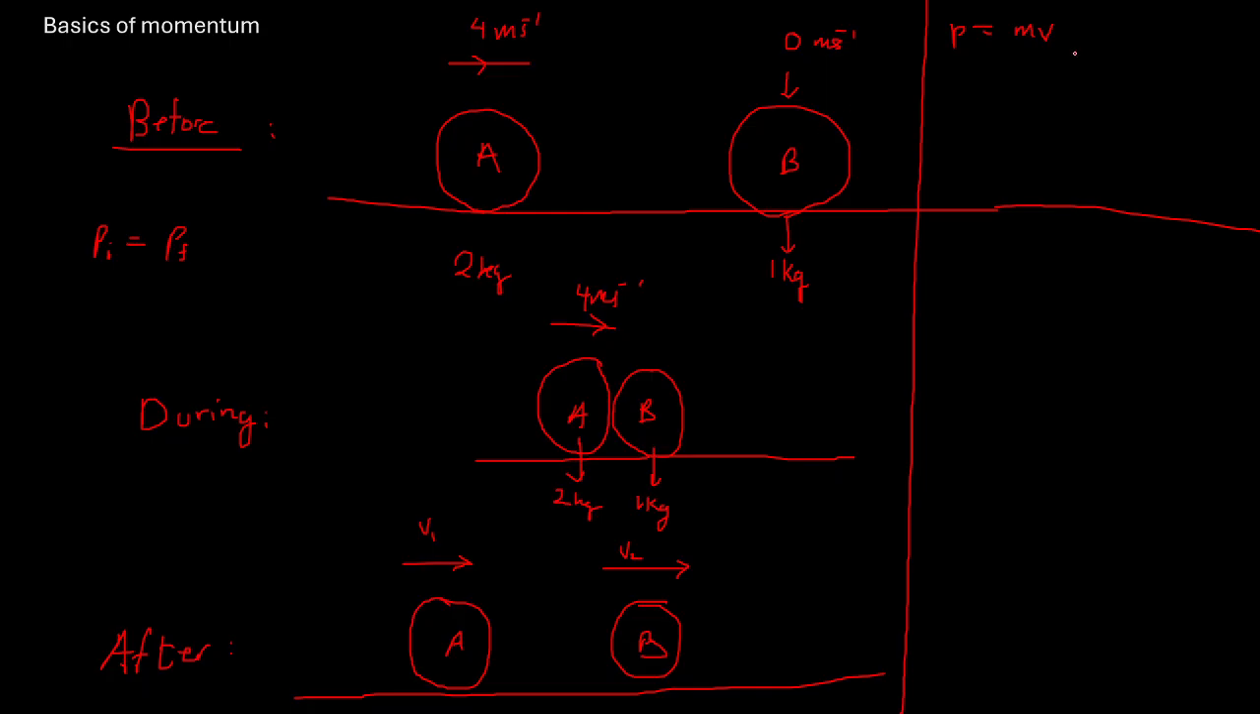Okay, P equals mv would yield 0 momentum for B, because it is simply not moving. A, however, can move. So we're going to write the total momentum as Pi, the initial momentum, and that's just going to be mass times velocity plus mass 1 times velocity 0, which is 8. So your total momentum is 8 kg meter per second.